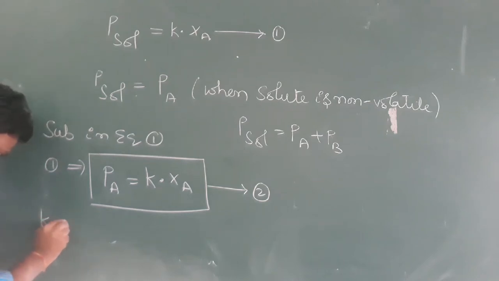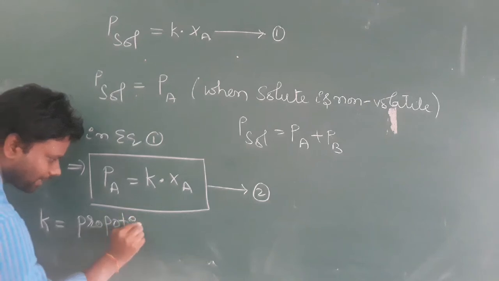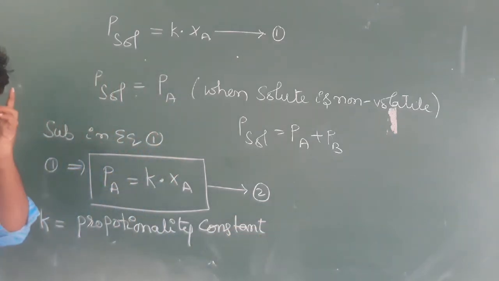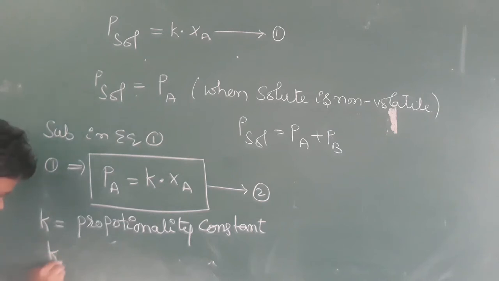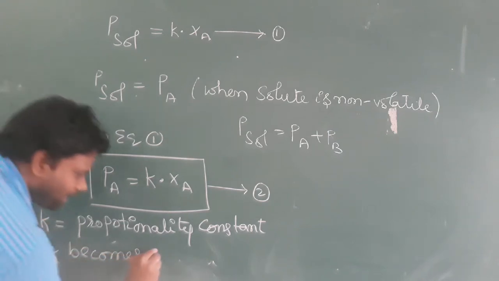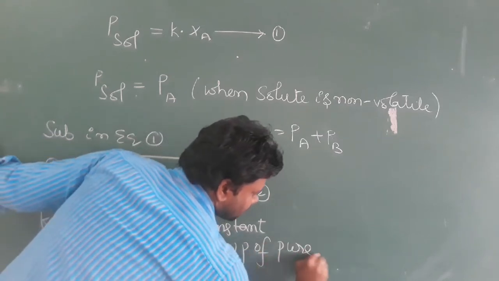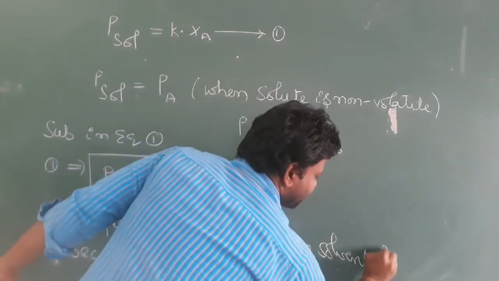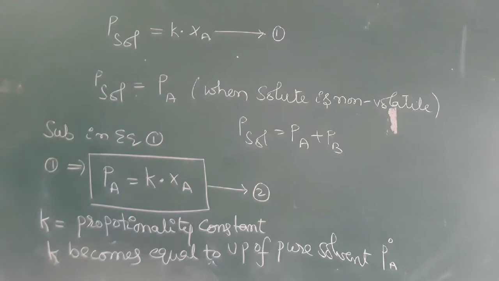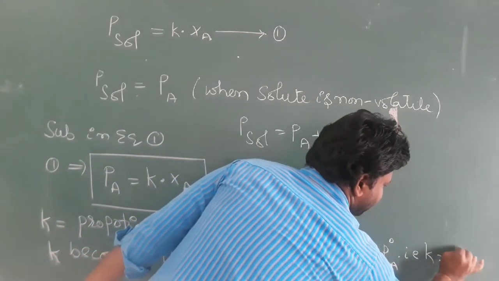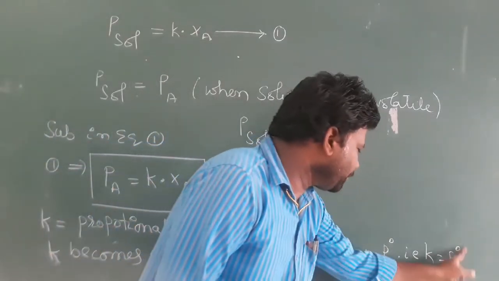So K is the proportionality constant, which becomes equal to the vapor pressure of pure solvent, like P naught A. So from equation number 2, K is equal to P naught A. So this value we substitute in equation number 2.